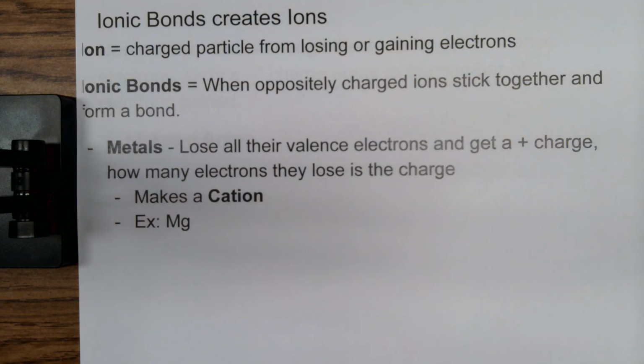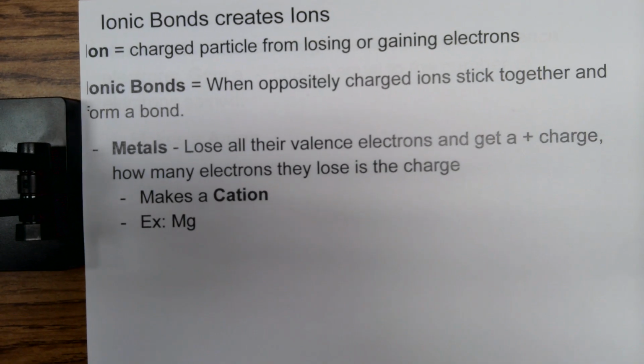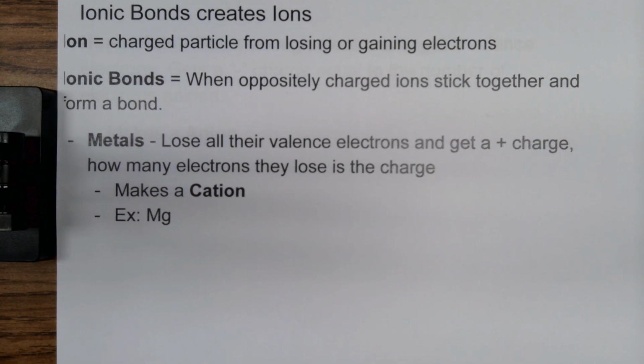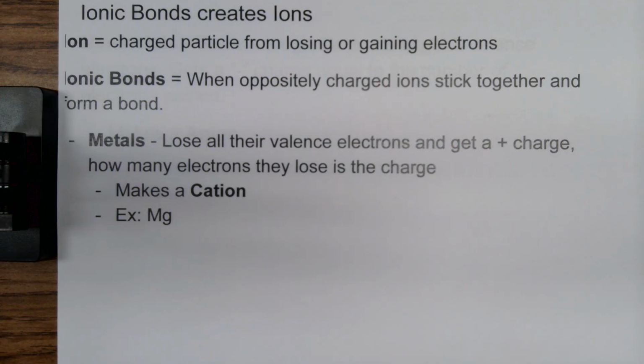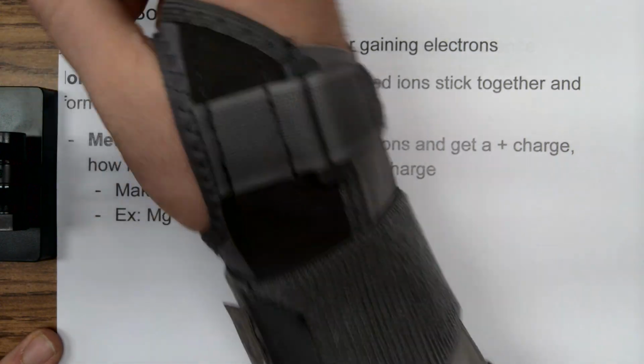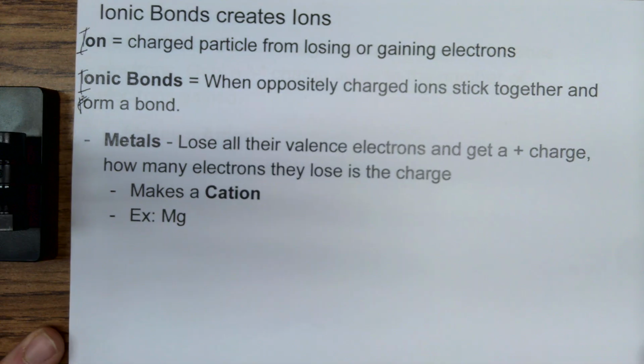So it's important for us to understand that our ions, give me a second. There we go. Ionic bonds create ions. What's an ion, you may say? And of course, the edge is cut off because life isn't fair. These are I's. That is an F. There we go.